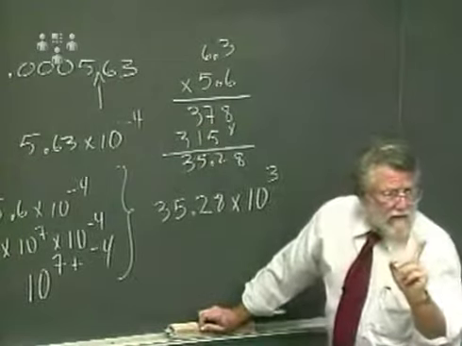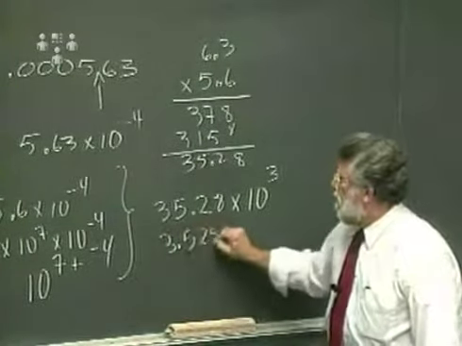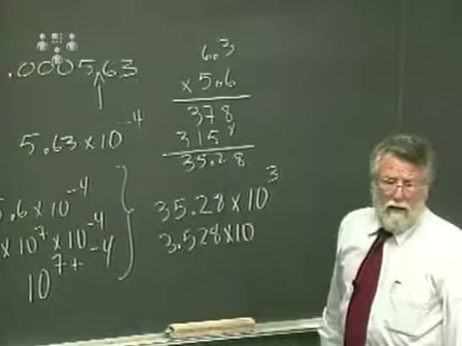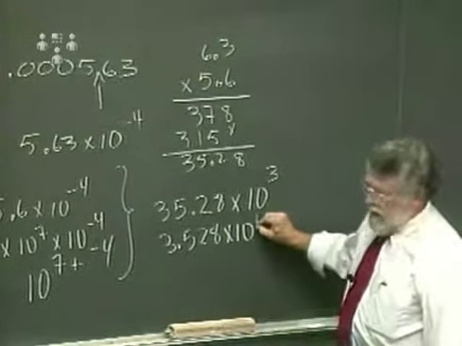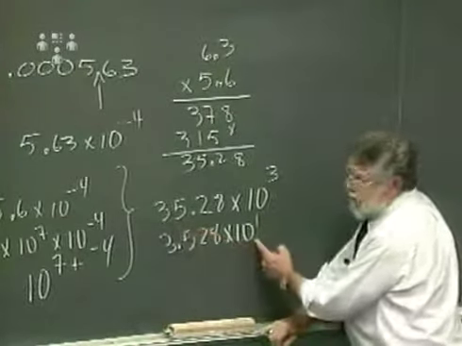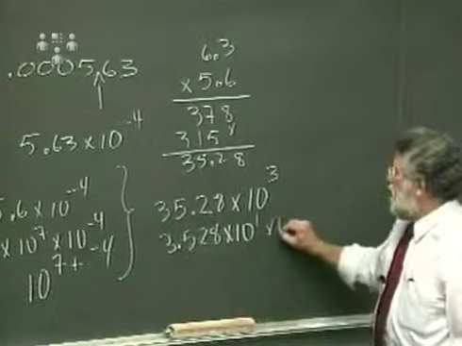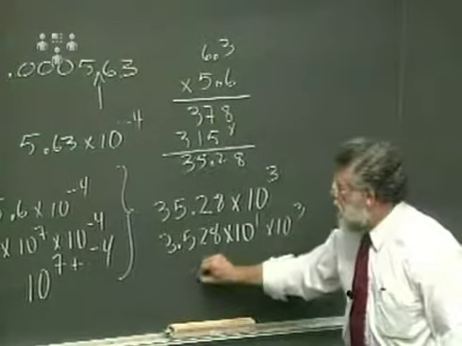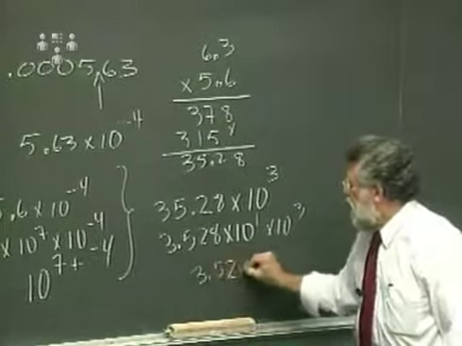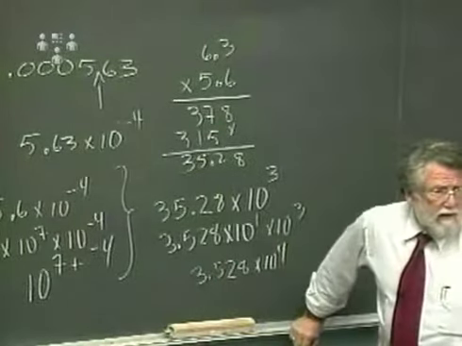If I wanted it in scientific notation, you would do this. That's where you have the 1 here. 3.528 times 10 to the first is that. Still times 10 to the third. So you have to play with the exponents. And so I have what? 10 to the fourth in scientific notation.